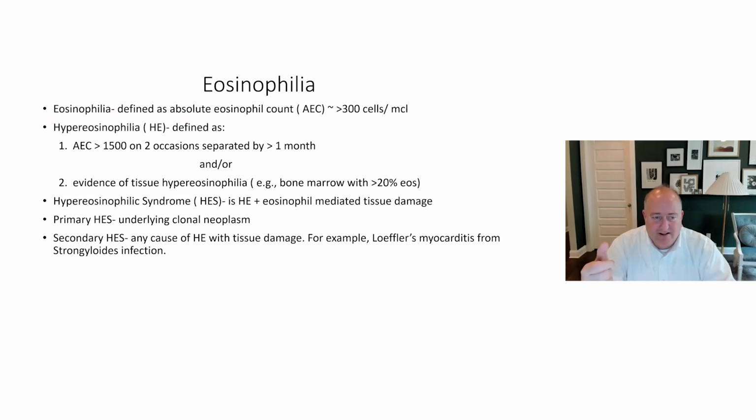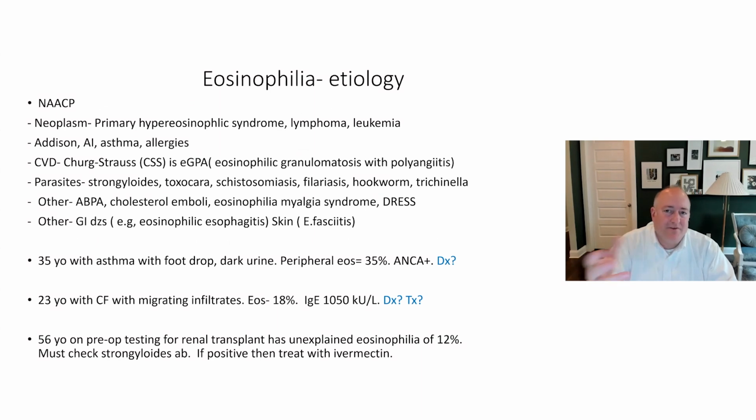And the differential of that: it can be a primary hypereosinophilic syndrome, in other words, a leukemia or clonal neoplasm causing that, or more commonly, any cause of hypereosinophilia, no matter what the cause, can cause those eosinophils to cause damage. A classic would be strongyloides causing a Loeffler's myocarditis. So when you think about eosinophilia, big differential. A lot of times it's ignored, but I always look at that. That's the one differential I look at more than anything, rather than basophil or monocyte. I'm always looking at the eosinophil because a lot of diagnoses are missed.